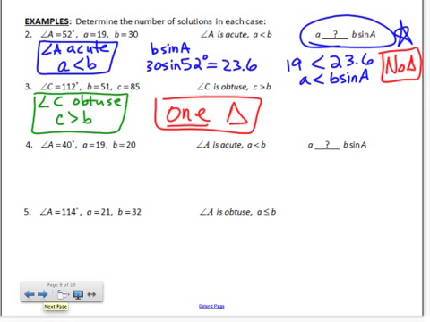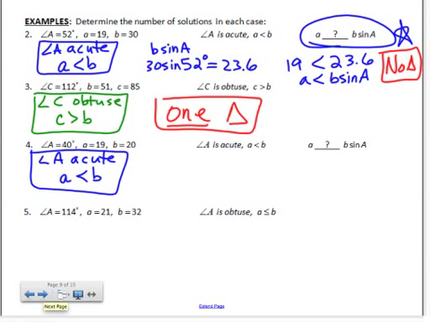Okay. All right, so this one we have angle A is 40 degrees, which is an acute angle, so, uh-oh. My radar is up. It says that A is 19 and B is 20, so A is smaller than B. Oh, no. That means we have to do this checking.